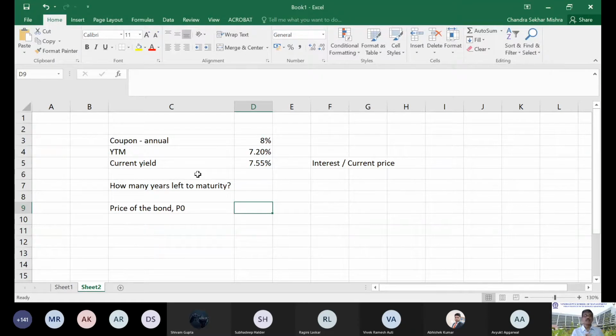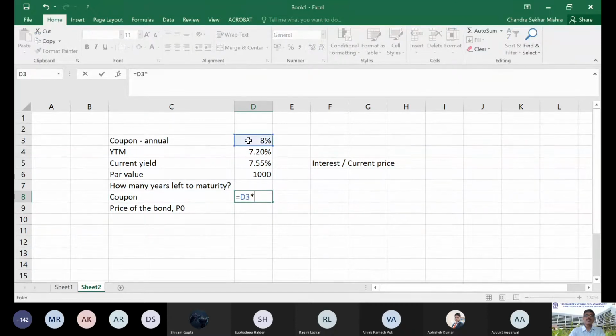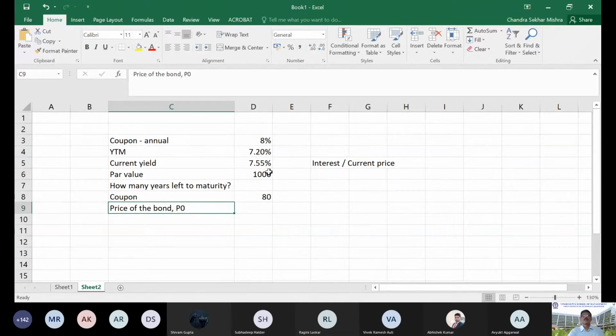What is your coupon? Okay, let me say par value or face value rate, for your convenience. What is my coupon then? Annual coupon, how much? 8% into 1000. And current yield is nothing but interest by current price. So if interest is 80 and yield is 7.5%, what is the price then?